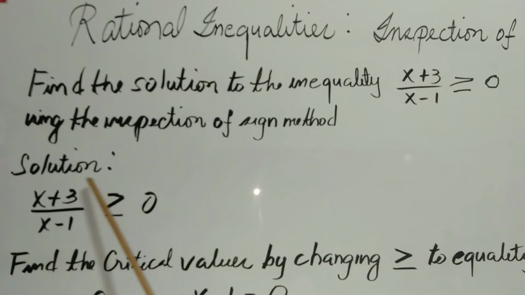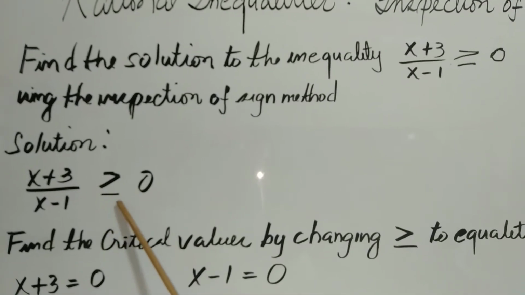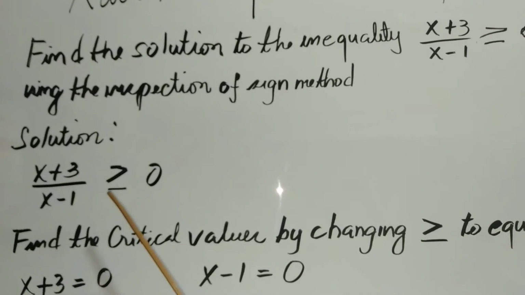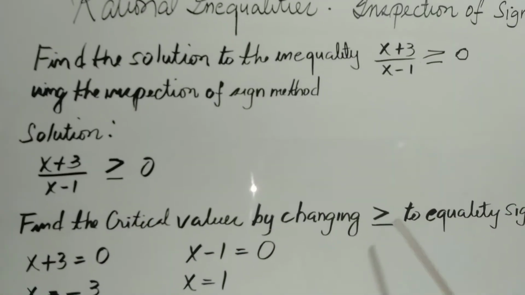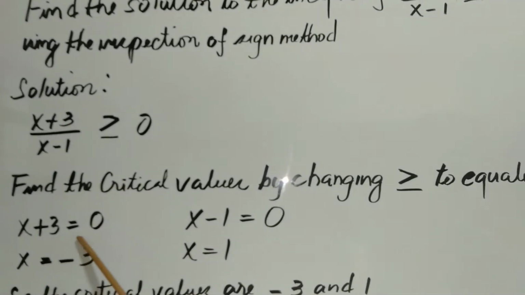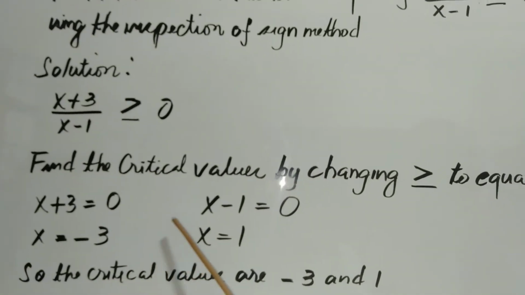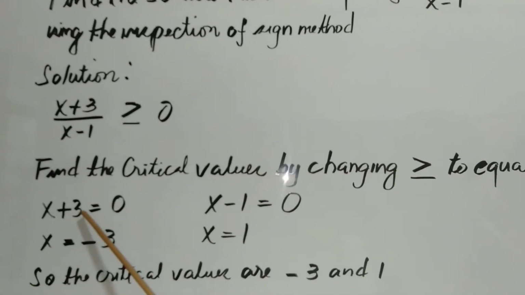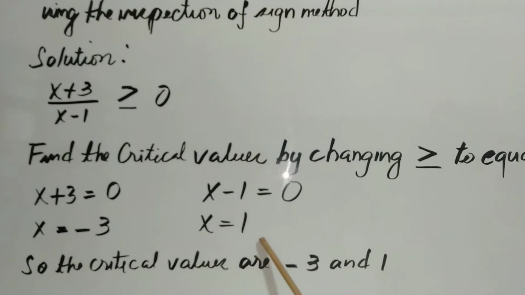So for our solution, first we're going to transform this inequality sign to an equality sign, an equation. By doing that, we're going to find the critical values. So the denominator, x plus 3, is equal to 0, and the numerator, x minus 1, is equal to 0. So we get the critical values: x is equal to negative 3, and the other one is x is equal to 1.